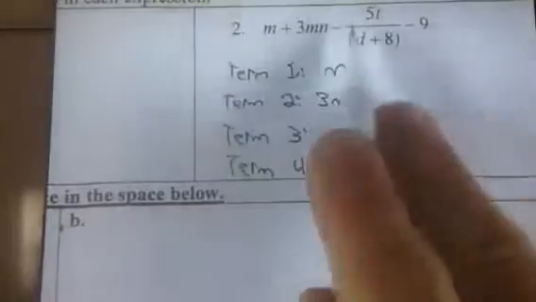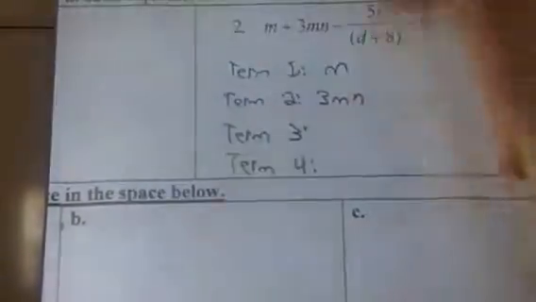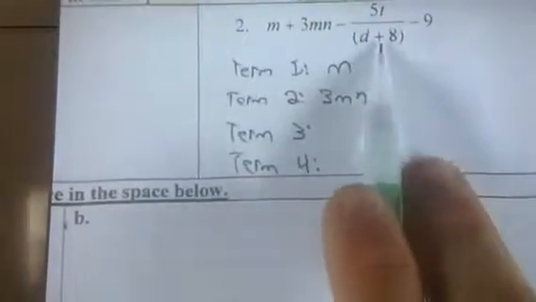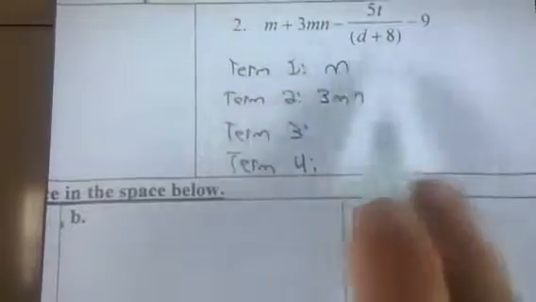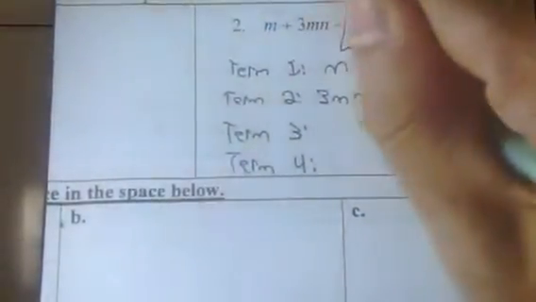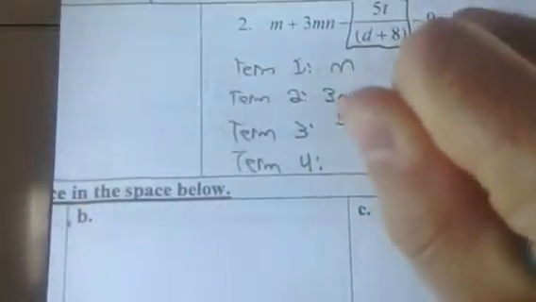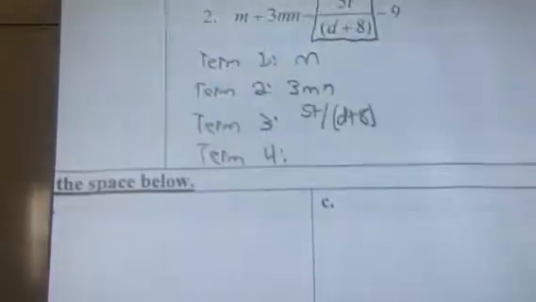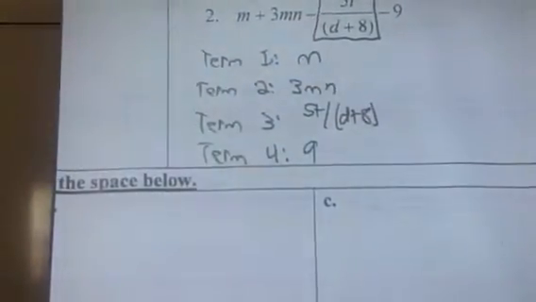My third term is this whole thing. The parentheses in the denominator show that this whole thing is included. So just because there's a plus sign there doesn't mean d and 8 are 2 different terms. Because it's in parentheses, this whole thing right here is one term: 5t over d plus 8. And then term 4 is 9. That's all for lesson 2.